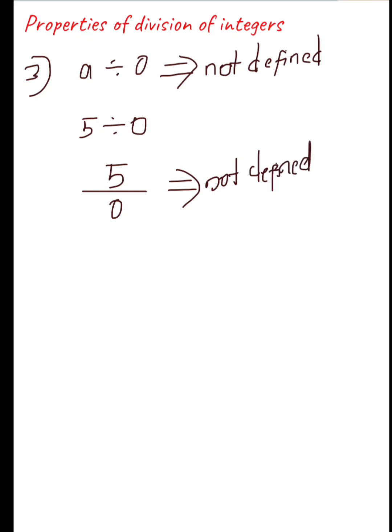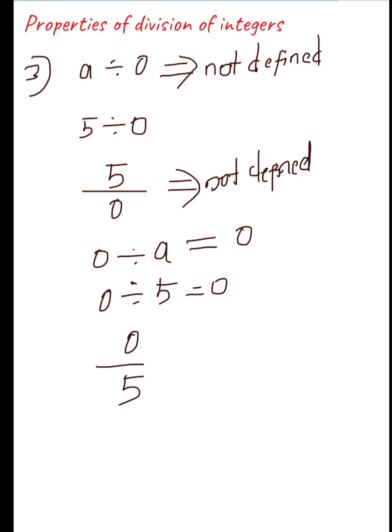But what happens when we take 0 and divide it by any integer, say a? Then its answer will be equal to 0. That is 0 divided by 5 will be equal to 0, or you can write it in this way. So this will be equal to 0, but you cannot write this in this way, 5 by 0.